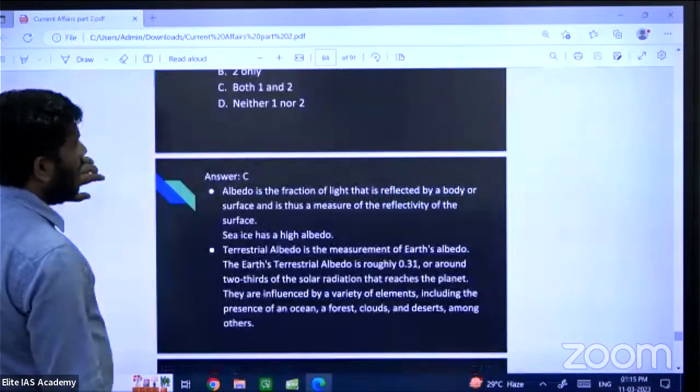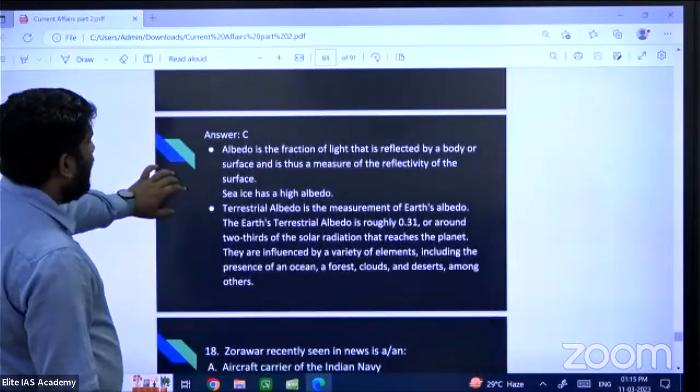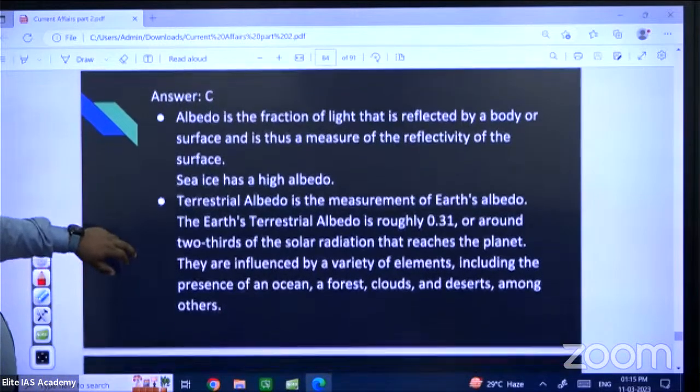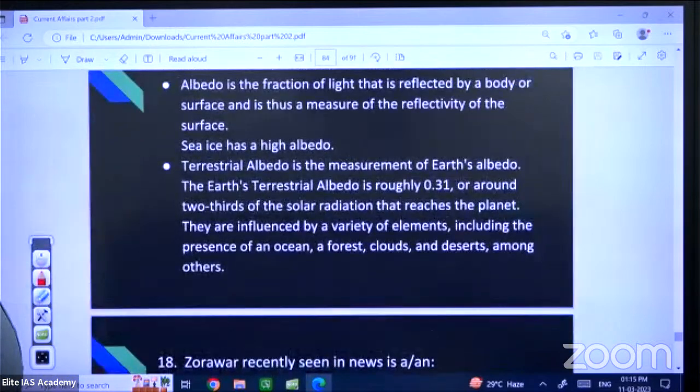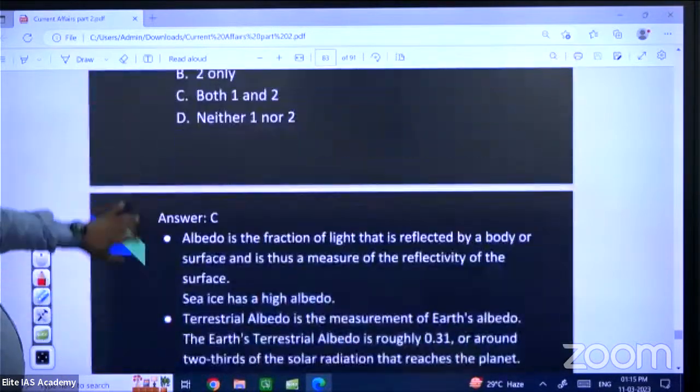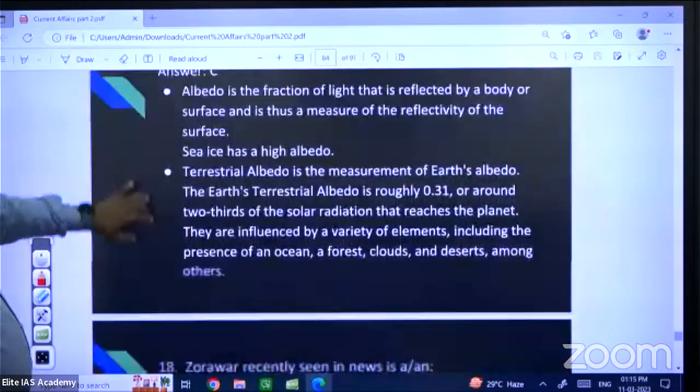Albedo is the fraction of light that is reflected by a body or surface, thus a measure of the reflectivity of the surface. Sea ice has high albedo. Terrestrial albedo is a measure of earth albedo, and the earth's terrestrial albedo is roughly 0.31. You need not read these details, just remember that sea ice has high albedo, that is, a higher reflectivity rate than other ice.